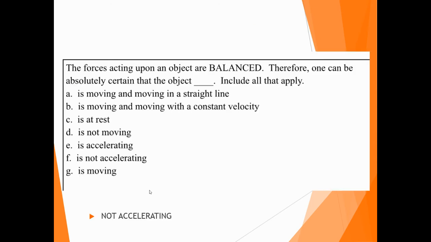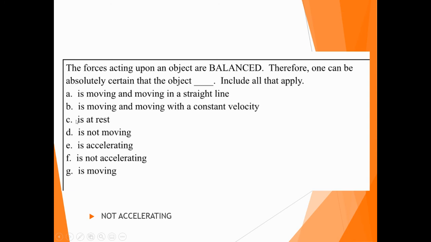Here is one question that you're going to have something similar to this. It may not be identical to this, but we haven't talked a lot about acceleration other than this little bit on the back of the same worksheet. So, the forces acting upon an object are balanced. Therefore, one can be absolutely certain that the object blank, and you're going to include all that apply. So can you guarantee that it's moving? Well, no, because when it's balanced, it could be stationary. B is moving with a constant velocity. Again, it could be at rest.